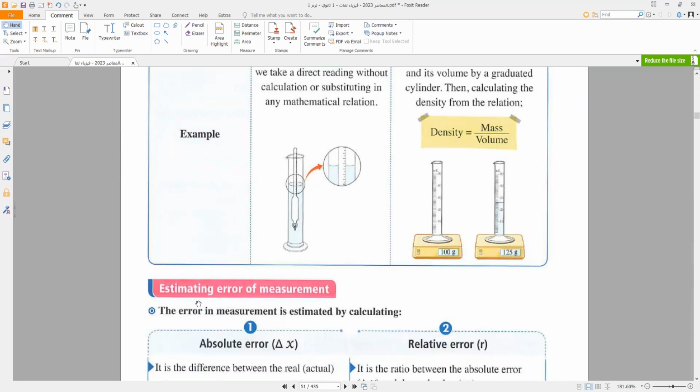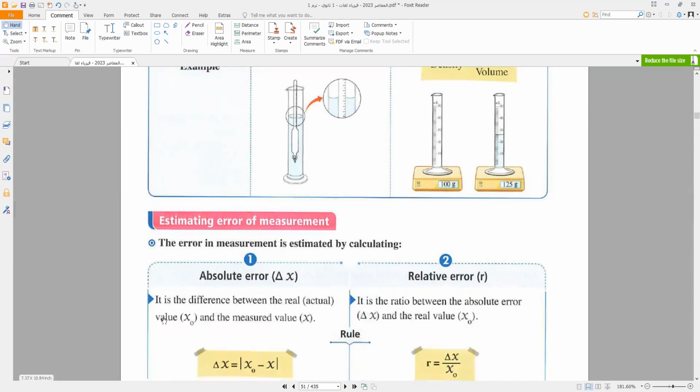How can we calculate or estimate the error of measurement? We have two types of error: absolute error and relative error. What is the difference between the two? The first one, absolute error, is the difference between the real value and the measured value.